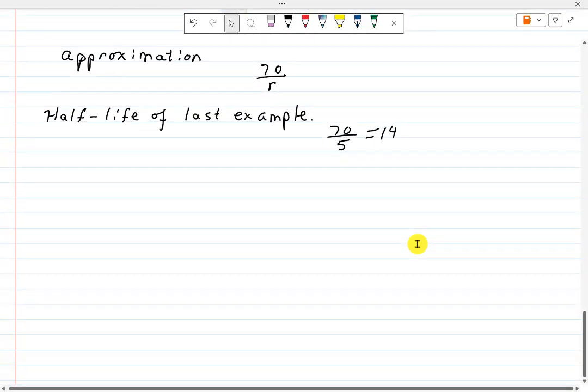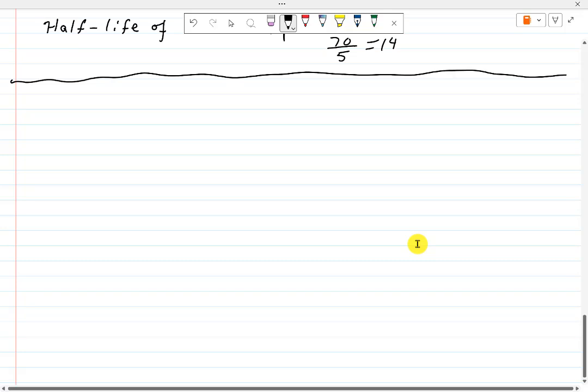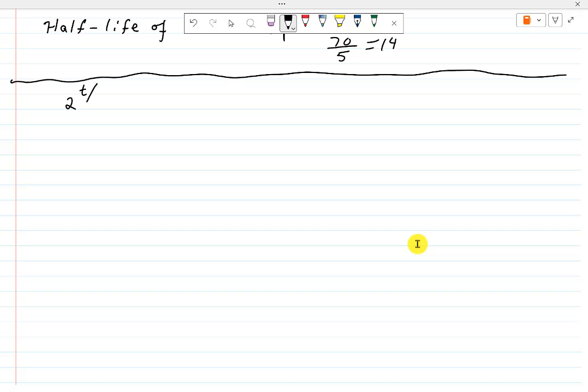Now for any of these, we're going to have formulas that look like this, where D equals the doubling time. And here, H equals half-life. So, if you're given the doubling time, you can work with this.